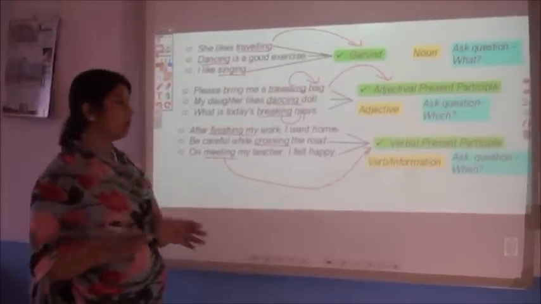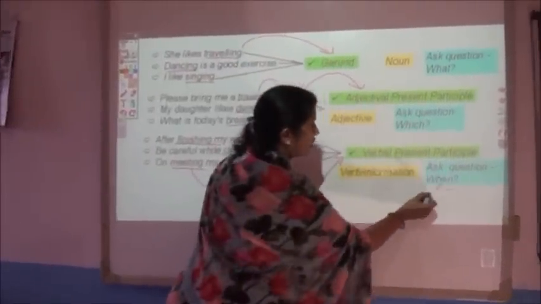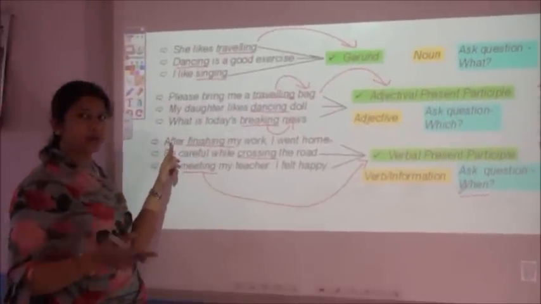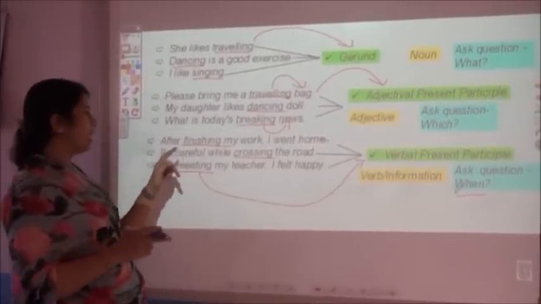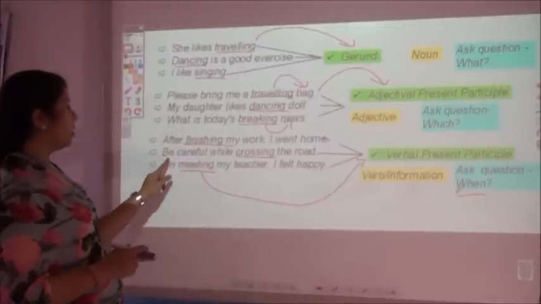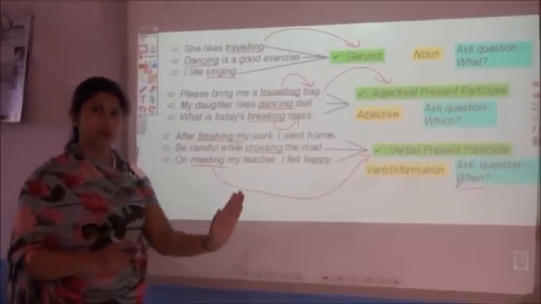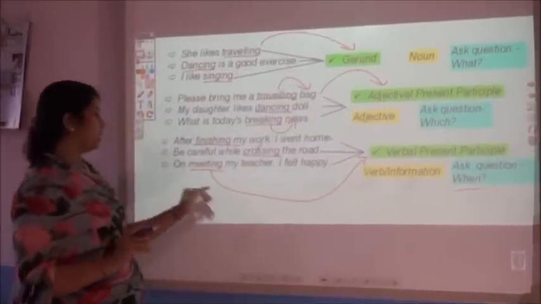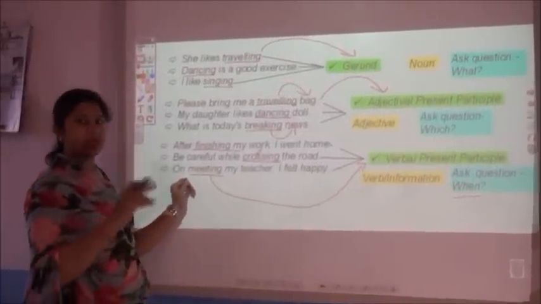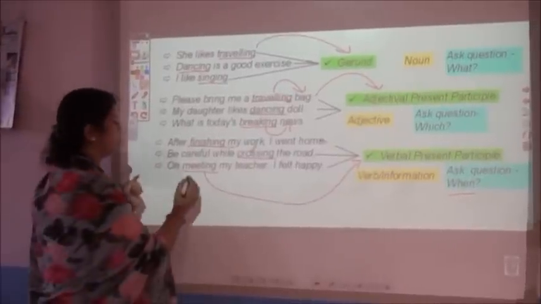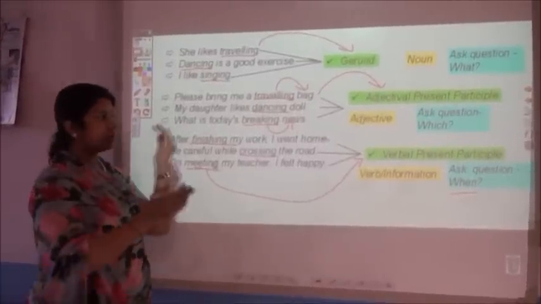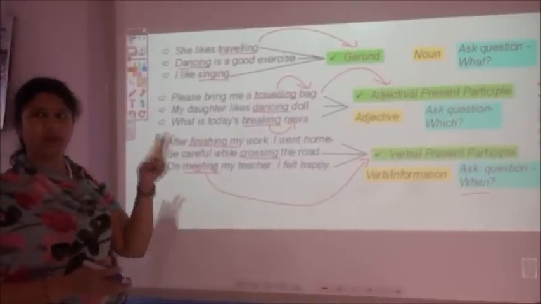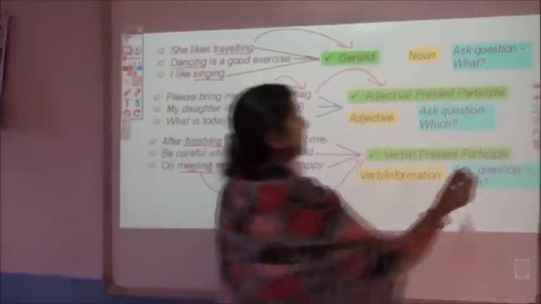Now to find out the verbals, you may ask the question when. Okay. Like after finishing my work, I went home. When I went home? After finishing my work. Okay. Be careful while crossing the road. When you need to be careful? While crossing the road. Okay. On meeting my teacher, I felt happy. When you felt happy? On meeting your teacher. Right. So in this manner, you can find out easily gerund, adjectival and verbals. Okay.